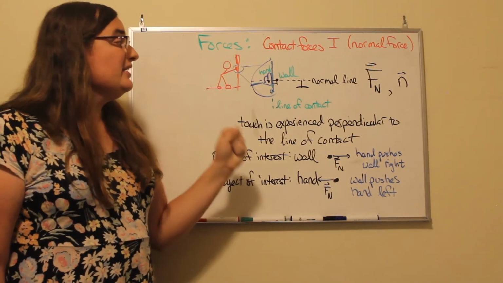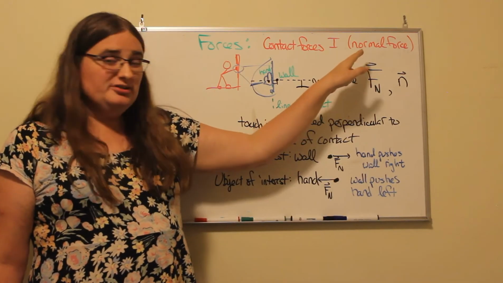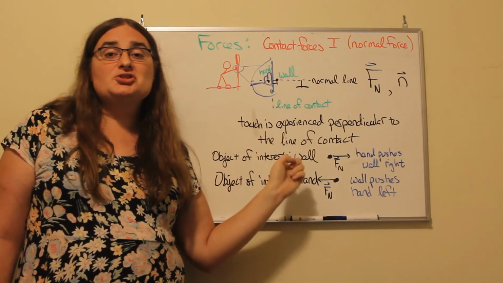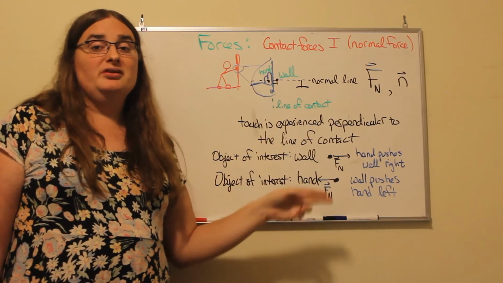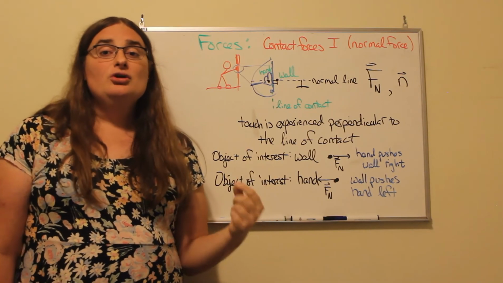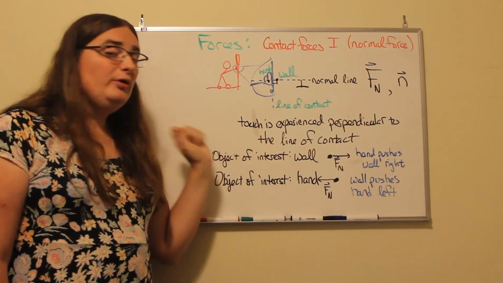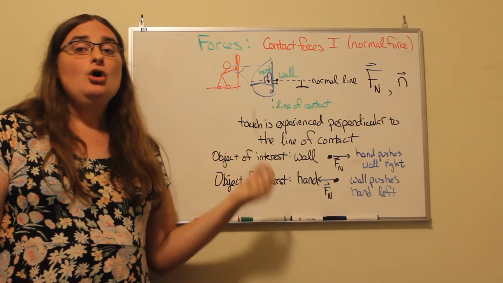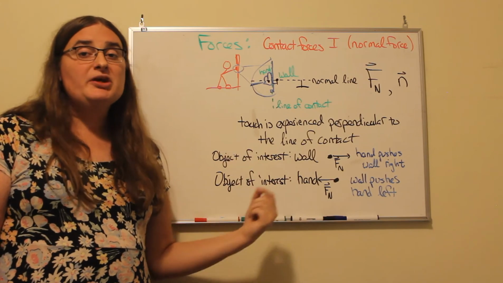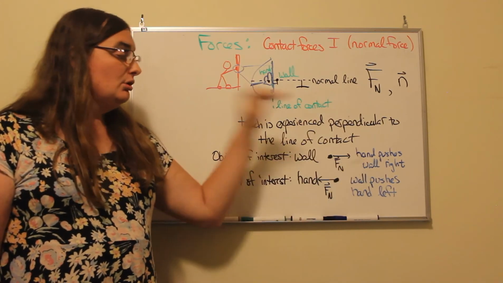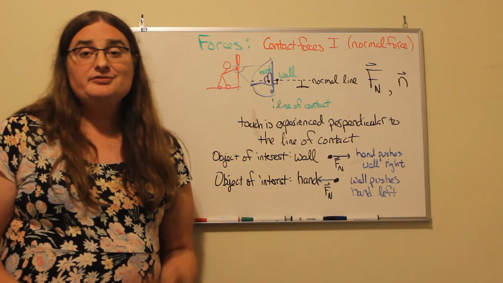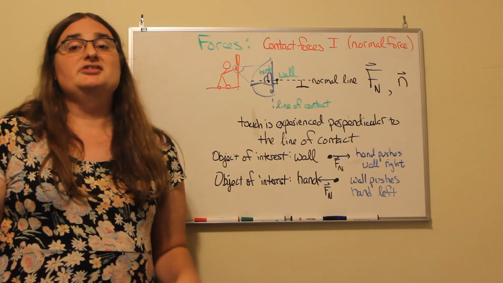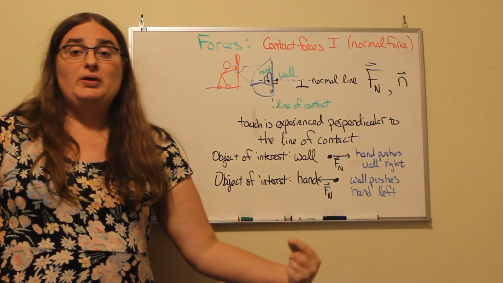So, just to recap important pieces. Normal force, all the word normal means perpendicular. Touch is always experienced perpendicular to the line of contact. And whenever we evaluate it, we always draw the touch based off of what our object of interest is. What do we want to figure out is experiencing a force? Draw our normal force from that perspective, and then we can use it in our Newton's second law calculations to determine what sort of acceleration we might have.